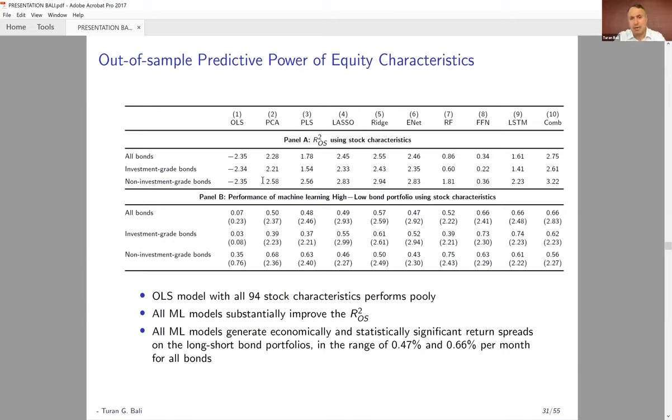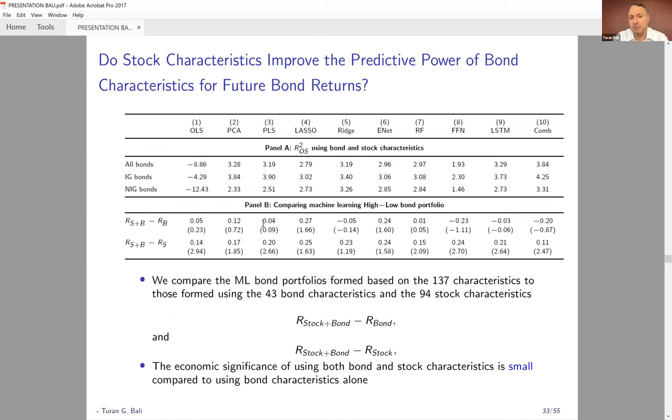So in the first table, as you can see, again, OLS didn't perform, but machine learning models generate positive and, in most cases, significant return predictability. But if you look at the magnitude of R squares, the out of sample R squares from bond characteristics are somewhat higher than those we obtained from stock characteristics, okay? And they also generate significant return spreads, but when we compare the incremental predictive power of stock characteristics, unfortunately they didn't do well. So they don't really add any significant incremental predictive power to bond characteristics.